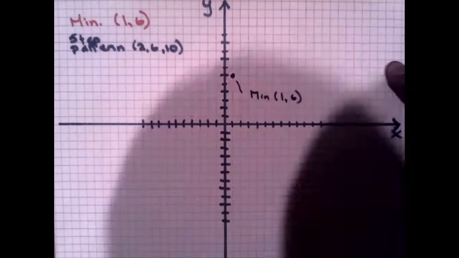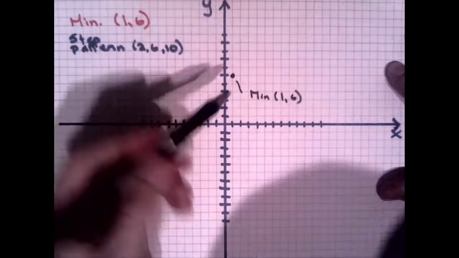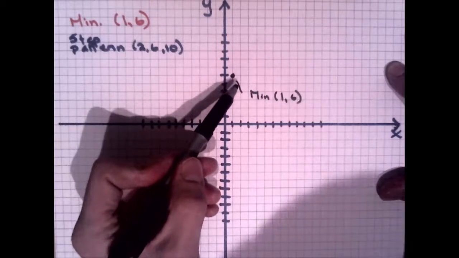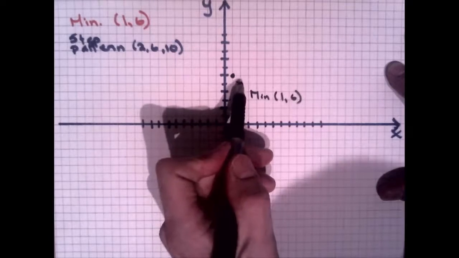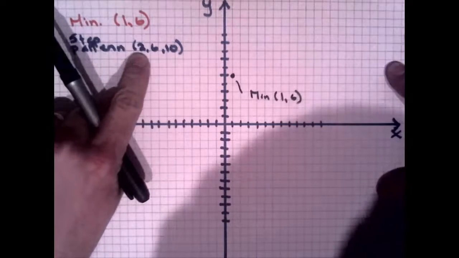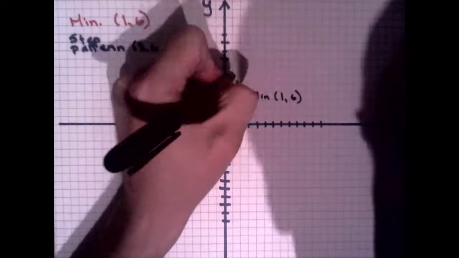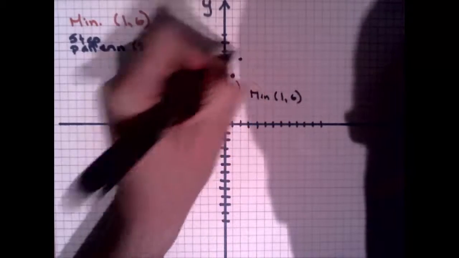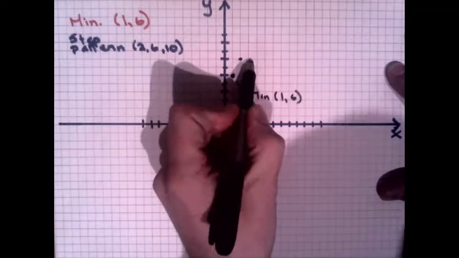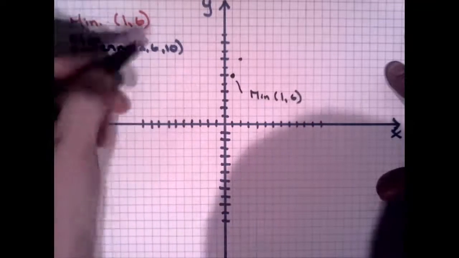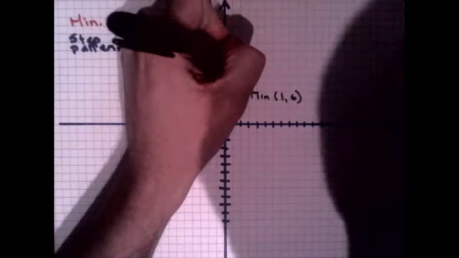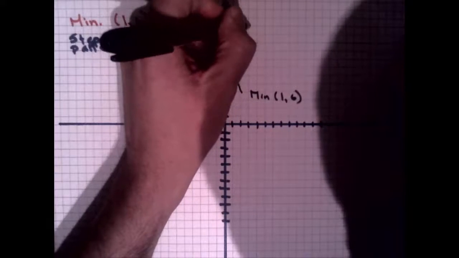Step pattern wants you to do this. Starting from your vertex, go over 1, up 2. Then, once you get there, so over 1, up 1, 2, you need to go over another 1, so 1 squared to the right, and up 6 this time. So over 1, up 1, 2, 3, 4, 5, 6.